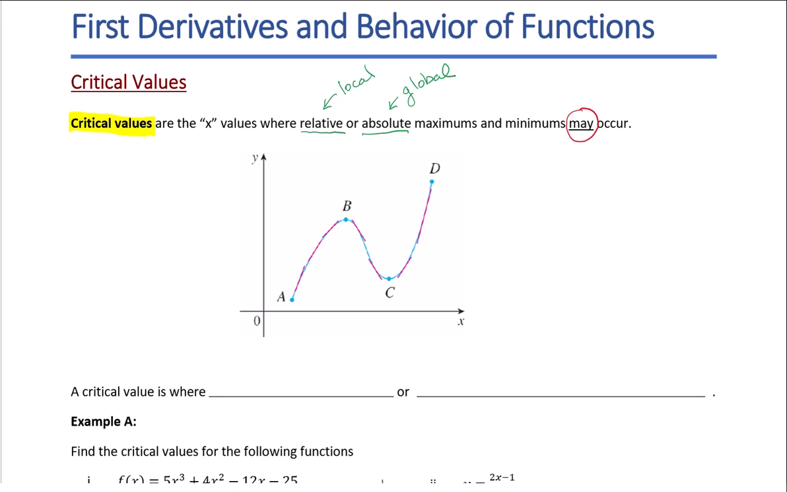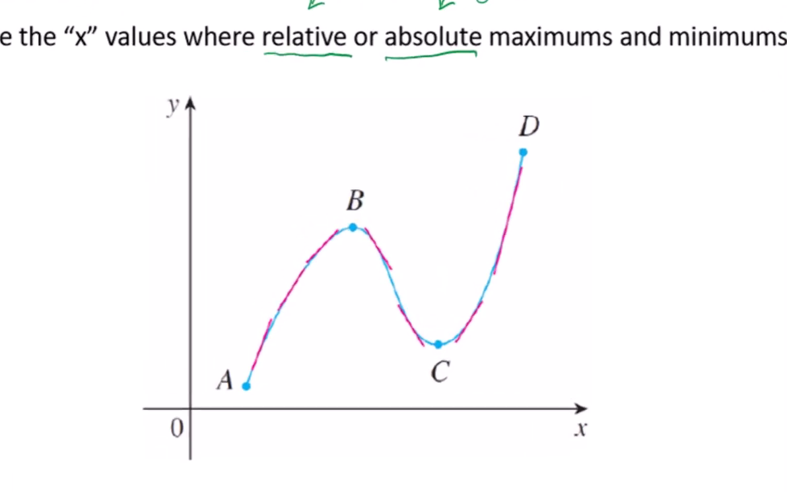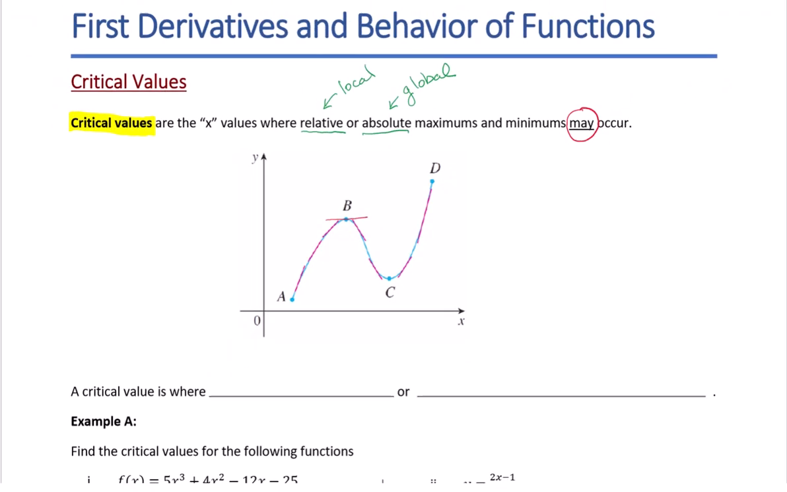Well, let's take a look at this graph. It starts at A, goes up at B. Notice we have a local maximum here at B. The slope of the tangent line here at B is 0. So one place where we can find a critical value is where the derivative is 0.